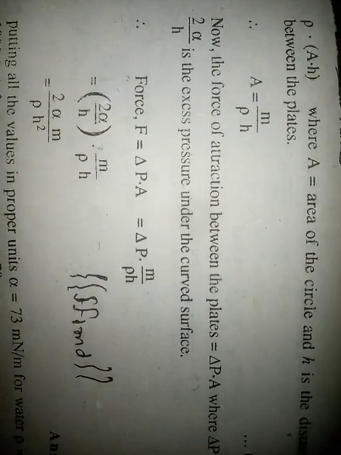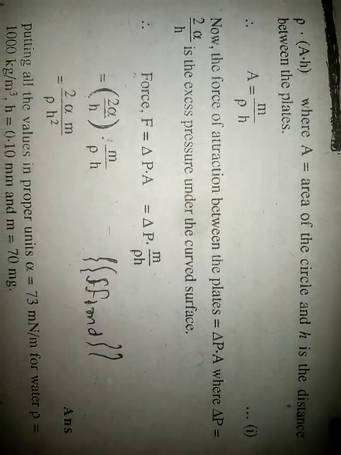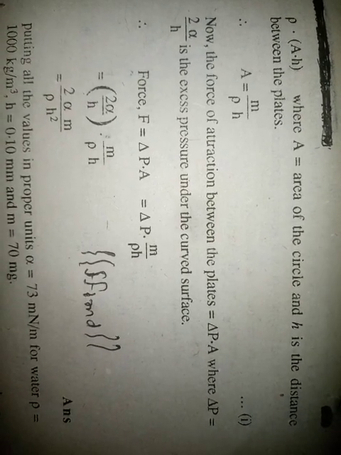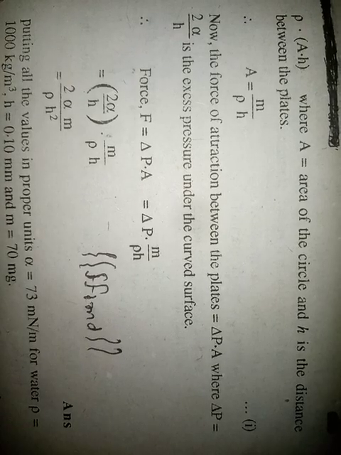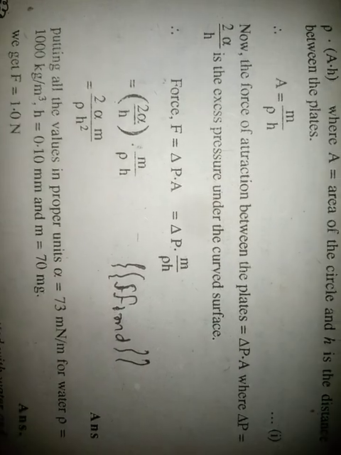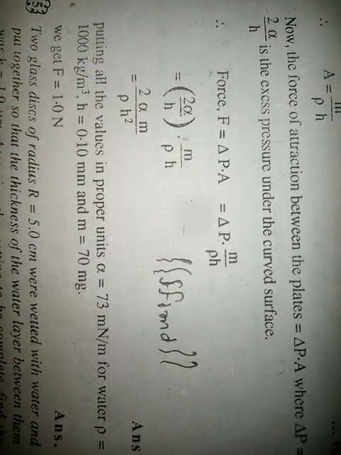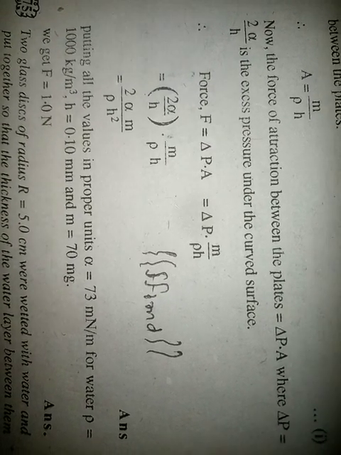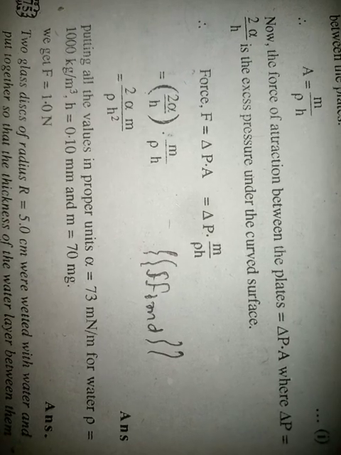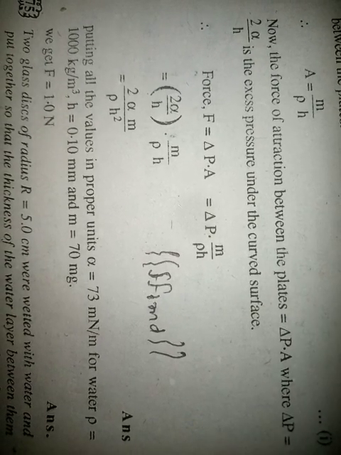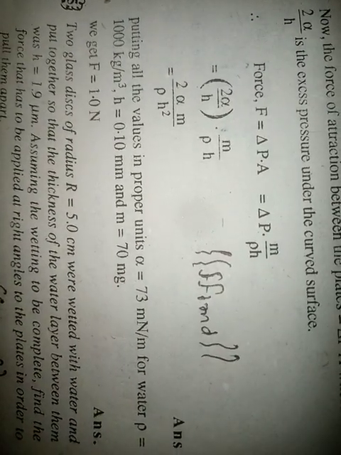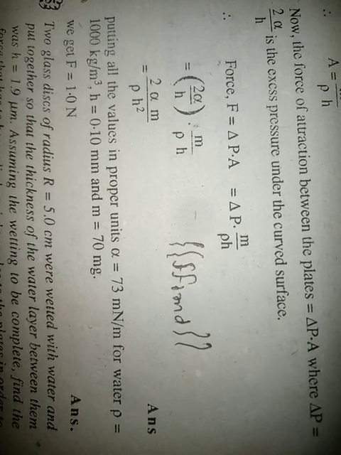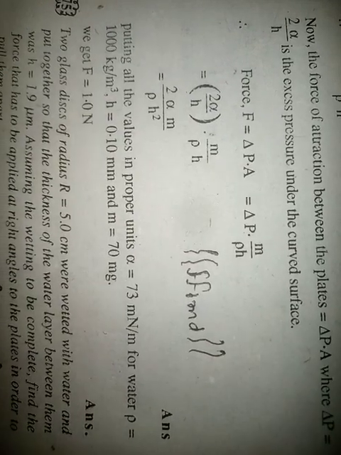Now the force of attraction between the plates equals delta P into A, where delta P equals 2 alpha by h is the excess pressure under the curved surface. Hence force F equals delta P into A equals delta P into m by rho h equals 2 alpha by h into m by rho h. Hence finally force F equals 2 alpha m by rho h squared.